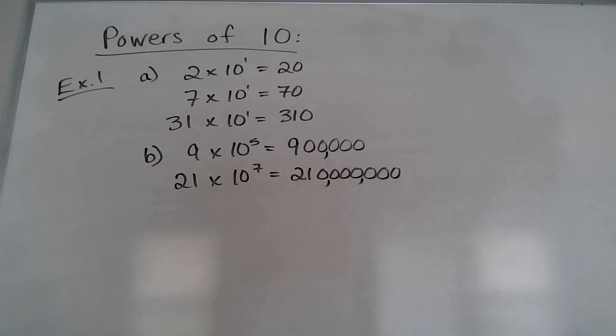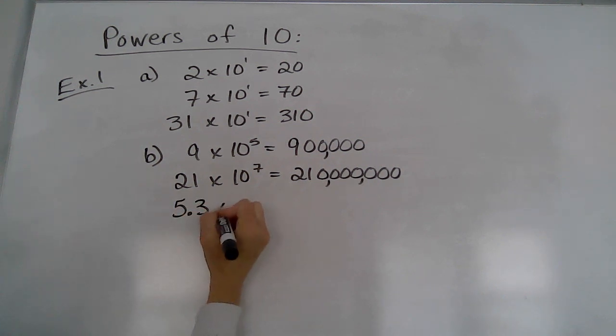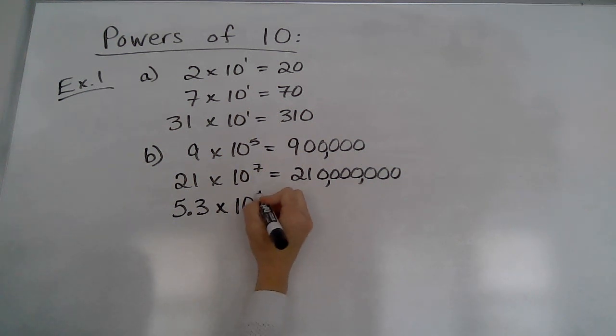So here's kind of a little preview of where that becomes a little bit trickier. Let's say we have a number now that has a decimal in it, and we're multiplying it by a power of 10. We don't just write 5.3 and put 4 zeros after the 3. That's not what's happening here.